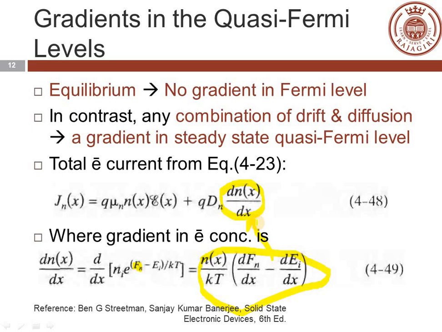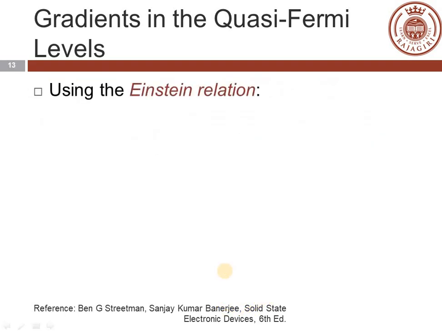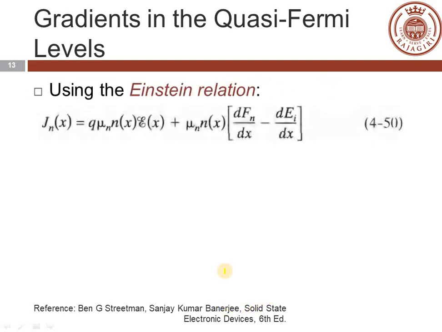So once you substitute, we will be having q dn/dx by kT. Then we need to apply Einstein's law. Einstein's law, which you saw in the last session, is D by mu equal to kT by q. Once you apply that, after applying 49 to 48 and applying Einstein's law, we will get the expression as Jn of x equal to q mu n n of x Ex plus mu n n of x into d by dx of Fn minus d by dx of Ei.